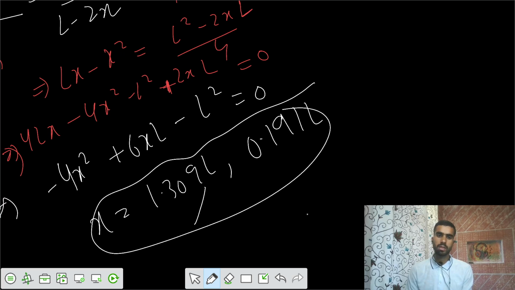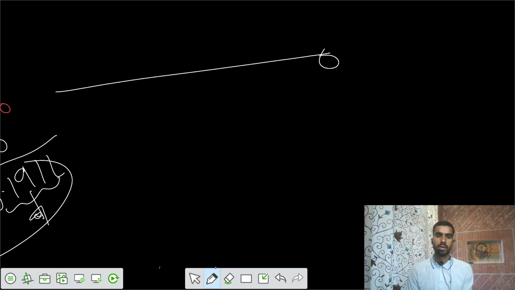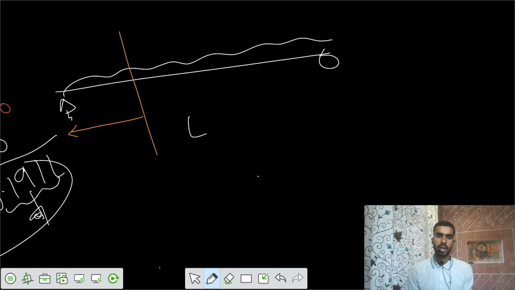So this is not possible. I would take this second value, so this length is L. That means at a distance of x equals 0.191L, your sigma max would arrive and tau max would arrive simultaneously.